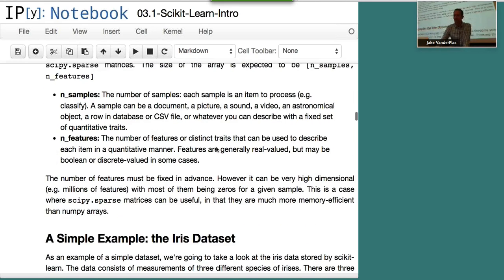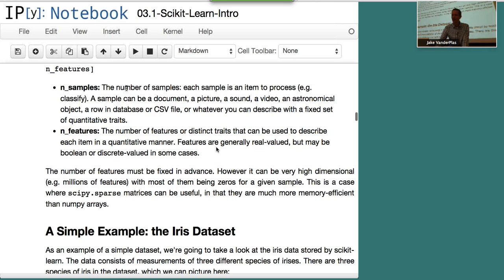So this is what I've said right here. You have n_samples, which is the number of objects you have, the number of individual things you care about. And n_features is the number of distinct measurements you have for each sample. And your matrix is number of samples by number of features. And I should have written here that the length of y is the number of samples, because you have one label for each of the rows of your matrix.